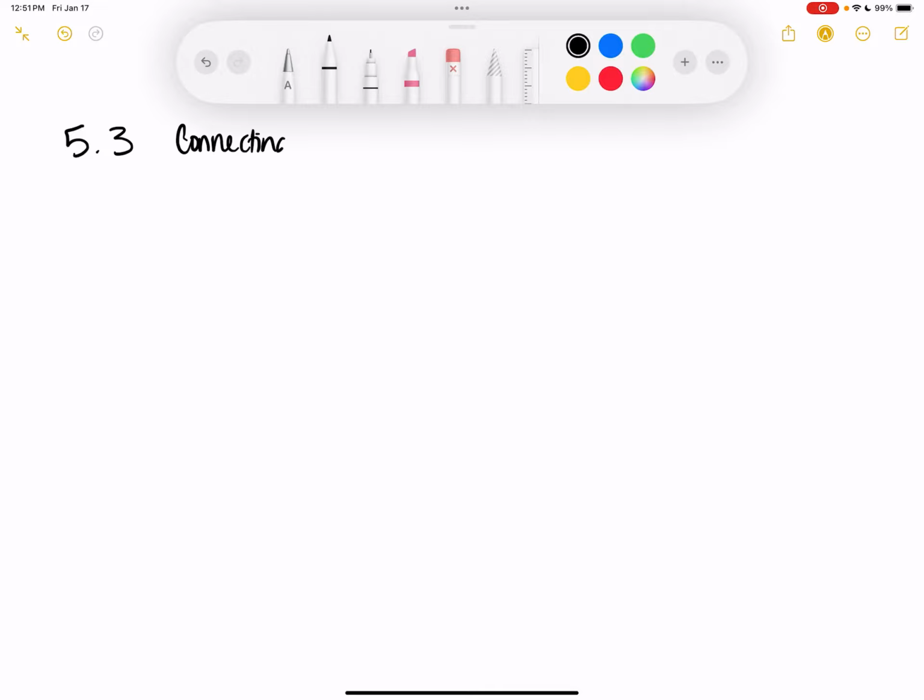f prime and f double prime with the graph of f.